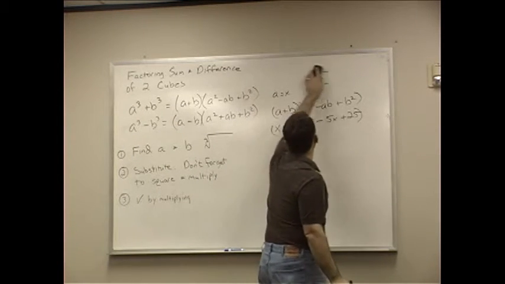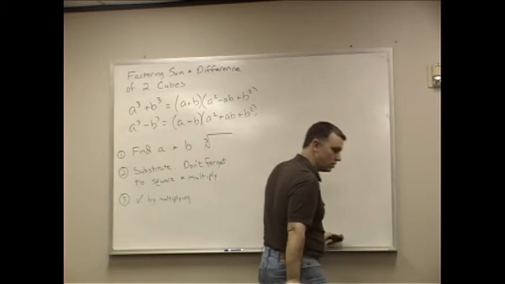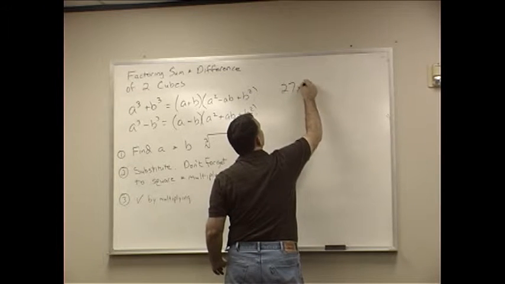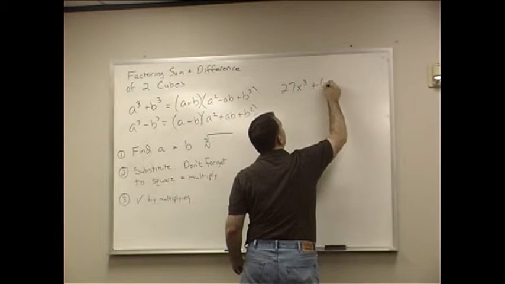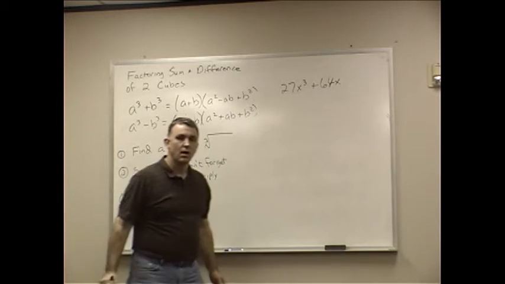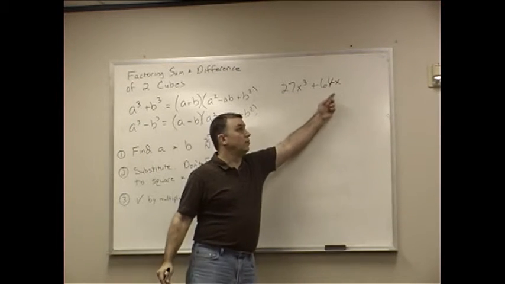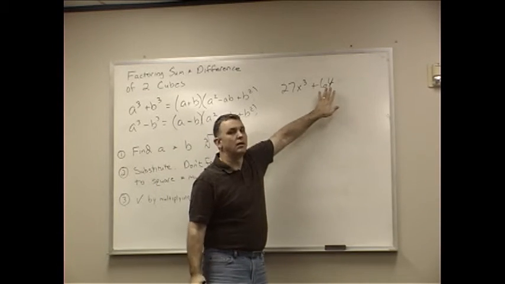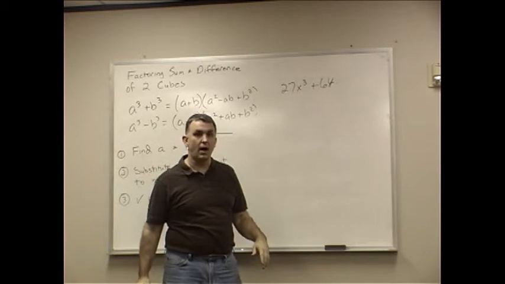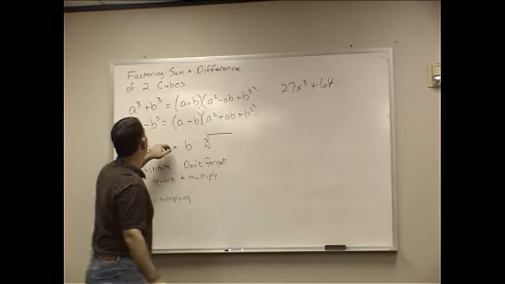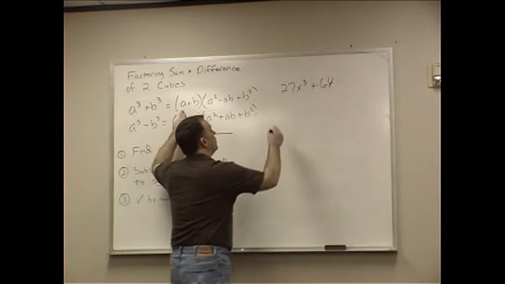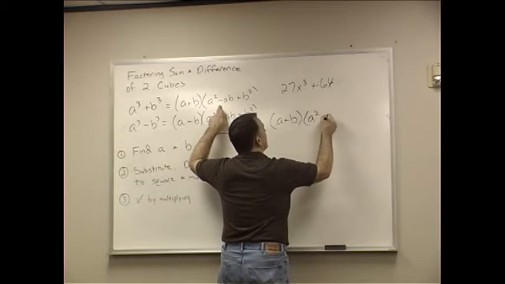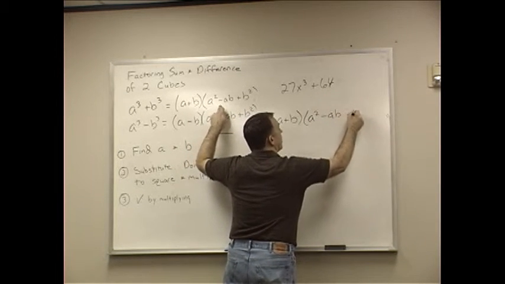All right, for the last one that I want to do for you, it's 27x to the third plus 64. Sorry about that. It's a binomial, but you see it's to the third power, and it's a plus. So let's write our plus formula. Here's our plus. So it'll be a plus b, and then a squared minus ab plus b squared.